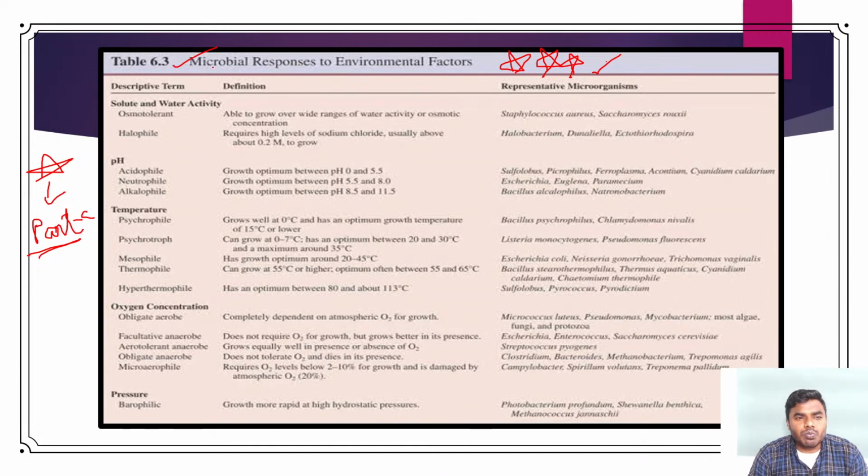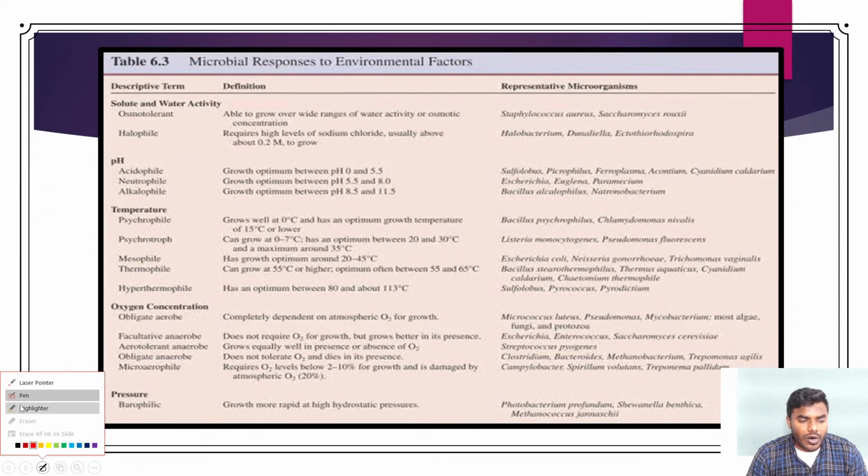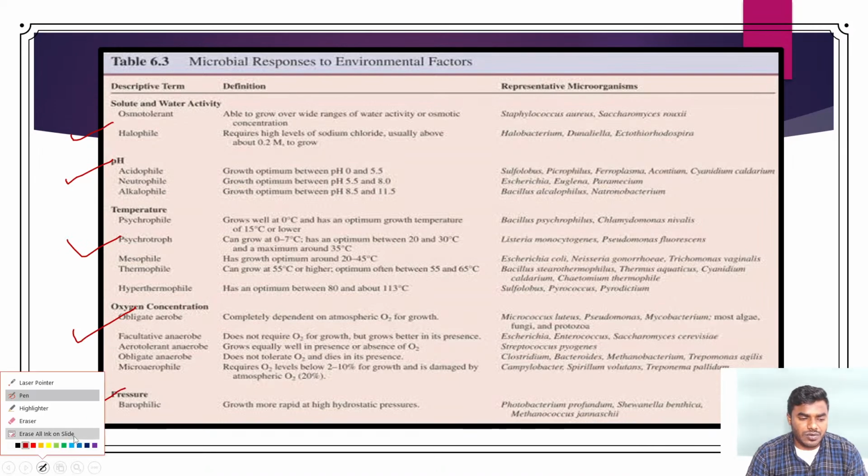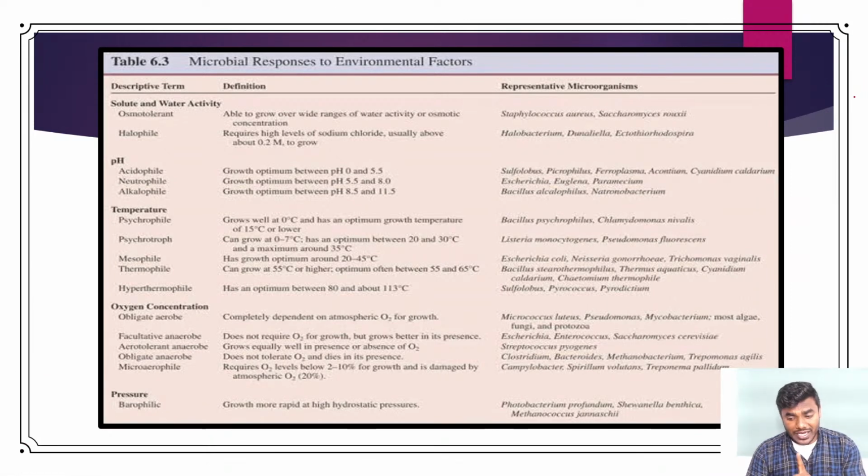Now friends, this microbial response classification was actually based on different types of terms. Based on what, friends? Based on their activity. What do you mean by that? How the bacteria survive at very high saline conditions, at different pHs, at different temperatures, as well as at different oxygen concentrations and pressure. I am requesting you, friends, whichever I am marking, please remember without fail. So now listen to me carefully. I will ask you in tomorrow's class also.